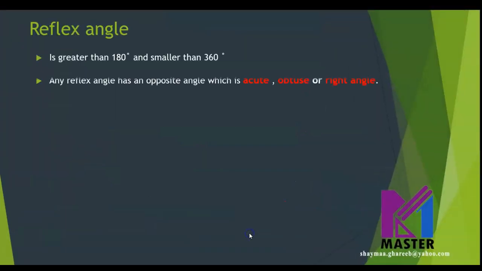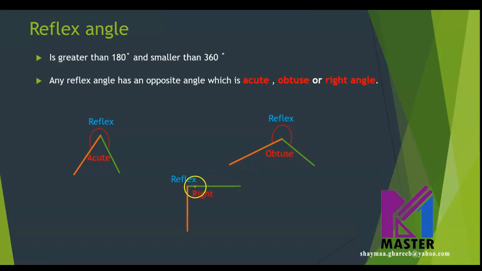Now let's see. As we said, the reflex angle is greater than 180 degrees and smaller than 360 degrees. Any reflex angle has an opposite angle, which is acute, obtuse, or right. Let's see how. Look at this reflex angle. It has an opposite angle, this one here, which is an acute angle. Let's see another one. Look at this reflex angle. It has an opposite angle, which is an obtuse angle. And look at this one. This is a reflex angle here. And it has an opposite angle, which is a right angle.